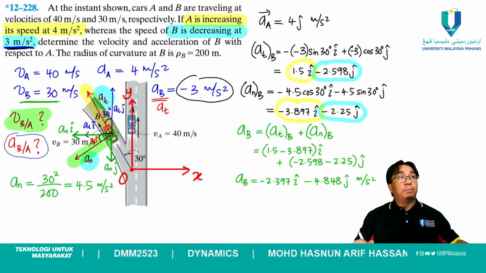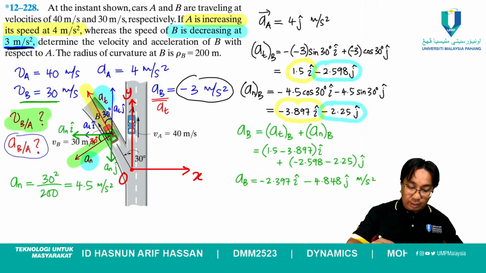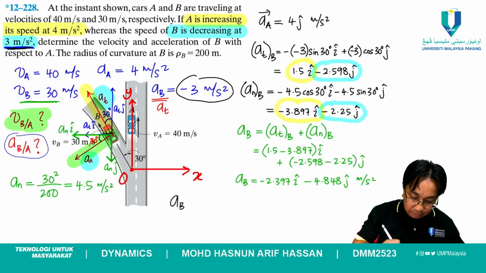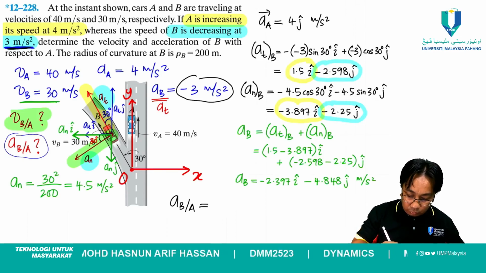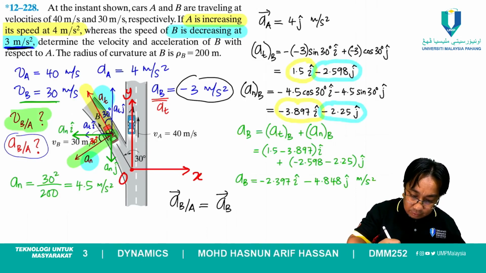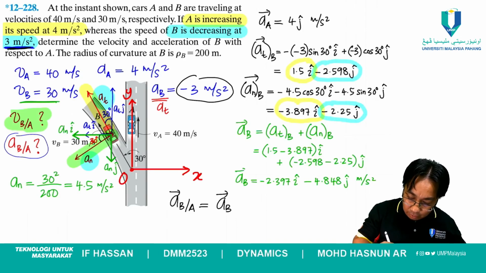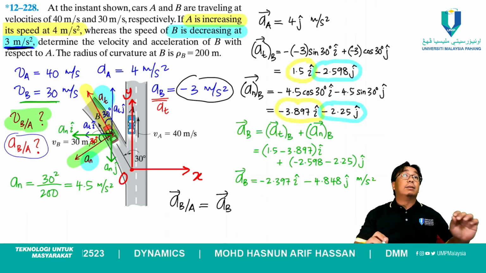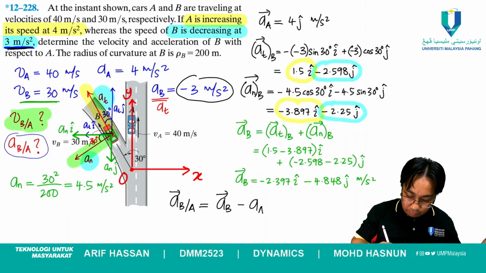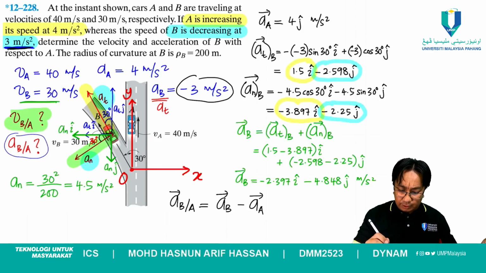So basically to find a_B is a little bit tricky, and once you found a_B, then it is just straightforward. When we want to find a_B/A, it is equal to a_B minus a_A. This is in vector. I forgot to put all of this in vector, so all of these are vectors, and we need to write the arrow on top. Then you just do the subtraction.